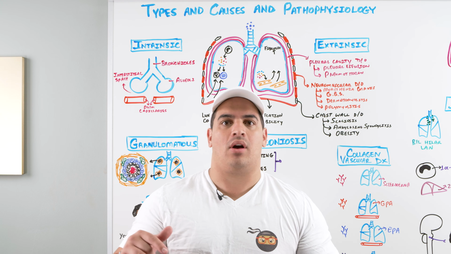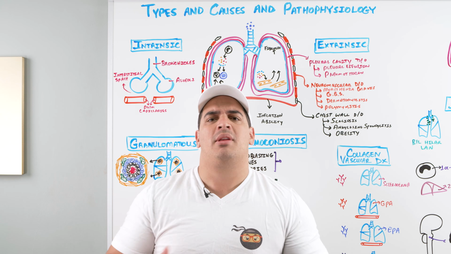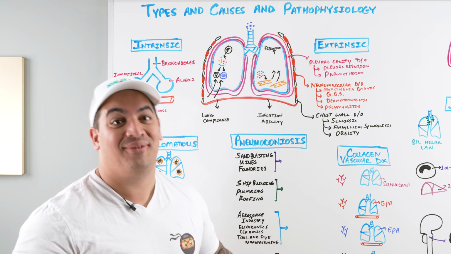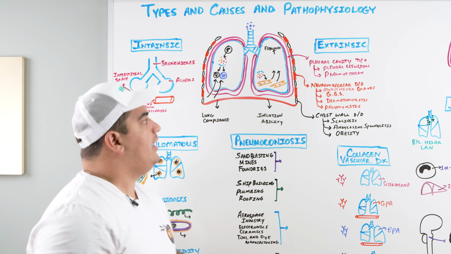So the first thing that we have to talk about, like every video, is the types of restrictive lung diseases, the causes, and some of the pathophysiology behind that. Let's take a quick look at the pathophysiology, because thankfully, in comparison to obstructive, it's not that intense. You're like, oh, thank goodness. Yeah, it's not really that bad.